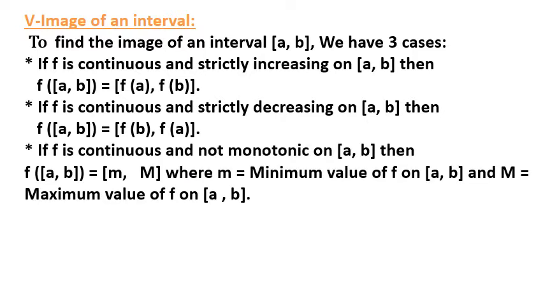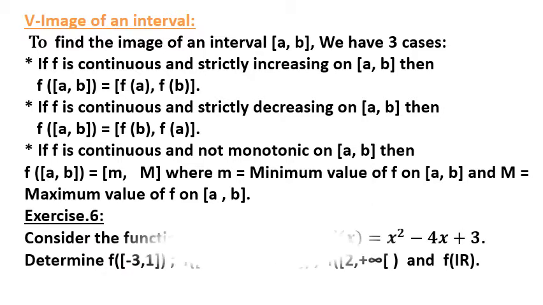If f is continuous and not monotonic on the interval AB, then the image of the interval AB is the interval small m, capital M, where small m equals the minimum value of f on the interval AB and capital M equals the maximum value of f on the interval AB.